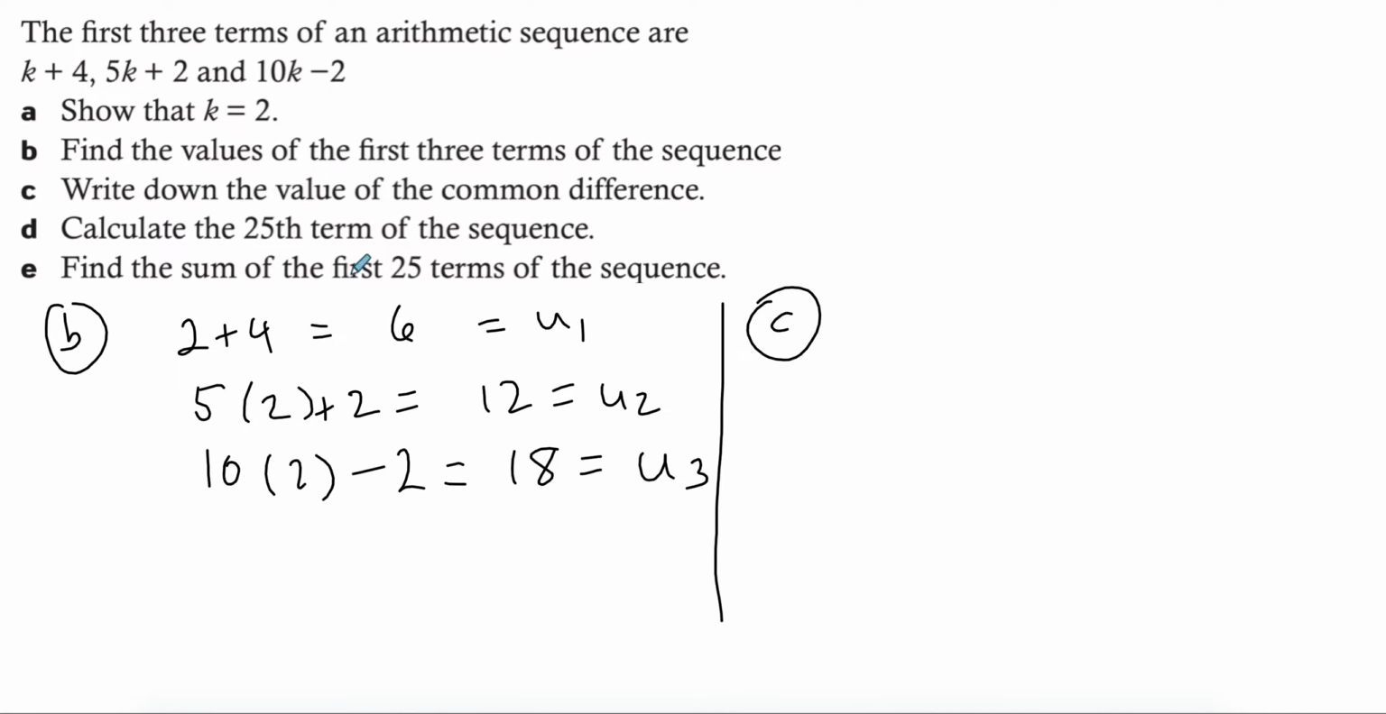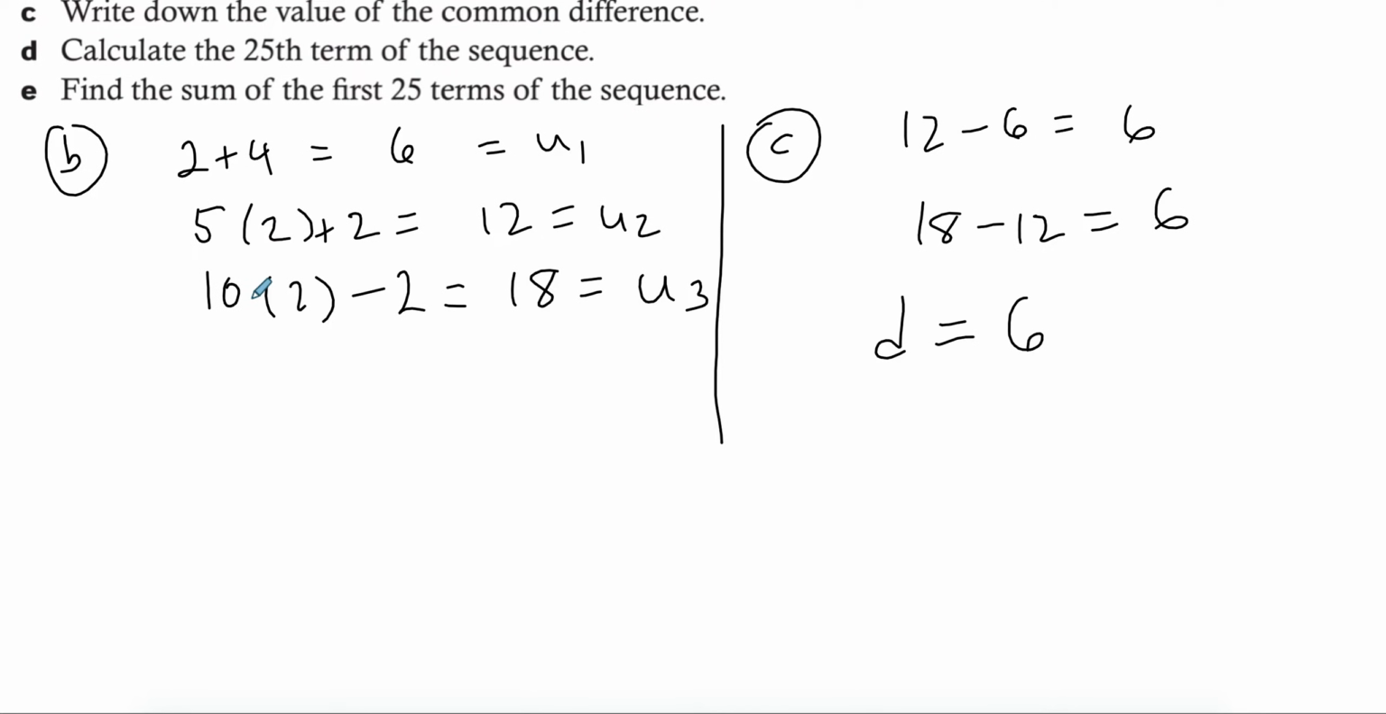For part C, it says write down the value of the common difference. Again, easy to do because you could use any of these. So 12 minus 6 gives you 6, or you could do 18 minus 12, that would also give you 6. So the common difference is 6. Even if you got to part C and you notice, oh, I'm always subtracting these two, so they should have the same sign, then it should give you a signal for part A that, oh, I could use this fact to solve these questions.